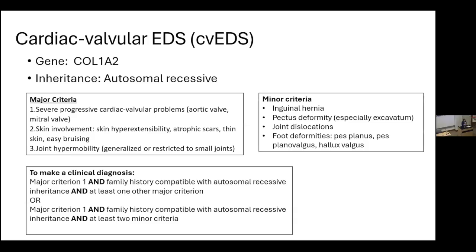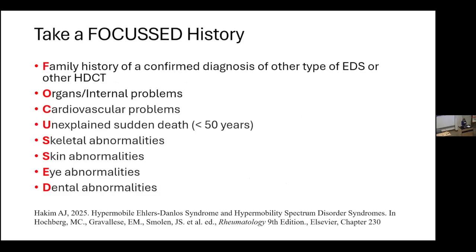And to make a clinical diagnosis, we either want major criterion 1, which is the progressive cardiac valvular syndromes, and a family history compatible with autosomal recessive inheritance, and at least one other major criterion, or major criterion 1 and a family history compatible with autosomal recessive inheritance, and at least 2 minor criteria. So that's a quick rundown through all those types of Ehlers-Danlos syndrome.